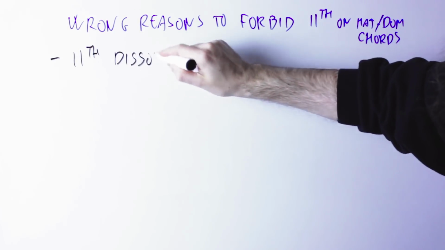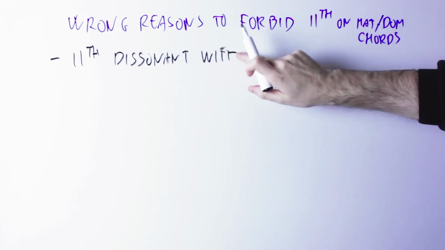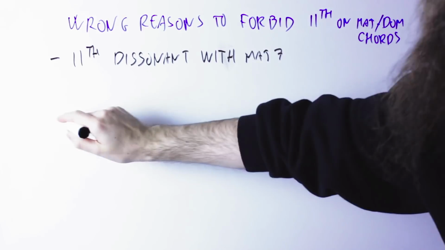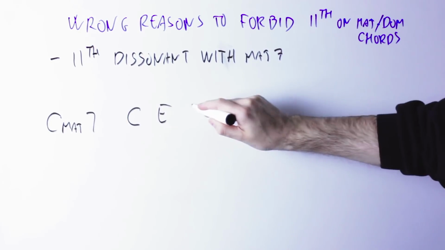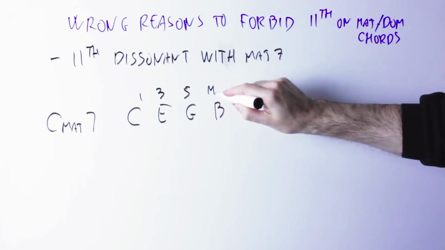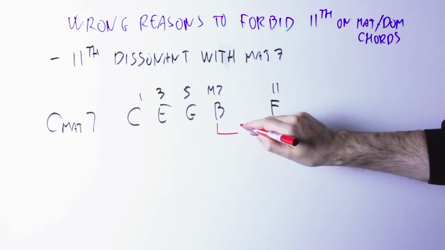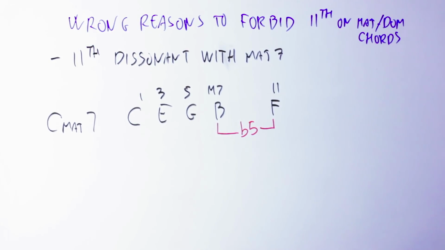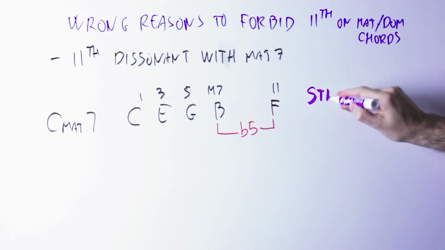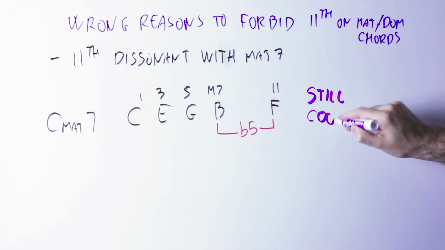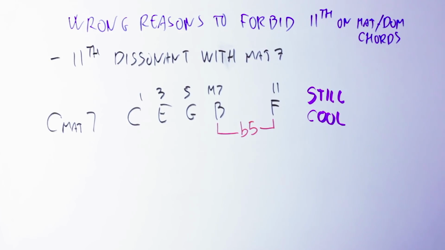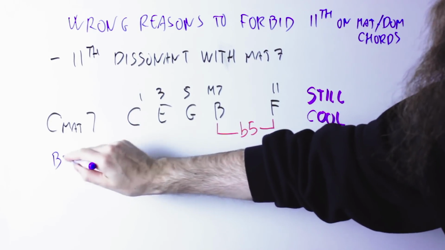Another reason I've seen in jazz textbooks is that the 11th is forbidden because it's dissonant with the major 7th of the chord. So, for instance, if I'm playing a C major 7, my notes are C, E, G, B, and the 11th, which is F, is dissonant with the B note. But then again, to my ear, and you can argue that my ears are different than yours, this dissonance sounds perfectly acceptable in the right context.